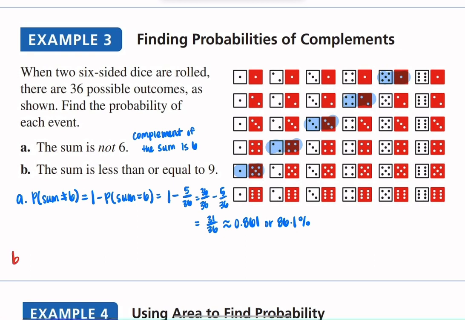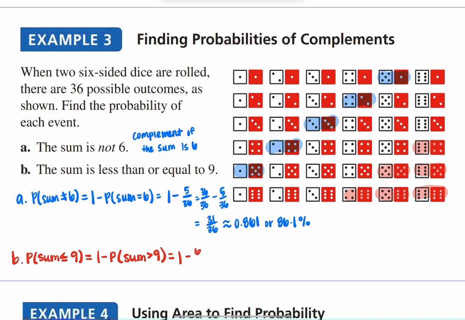Okay, part B. The probability that the sum is less than or equal to 9. That's the complement, so 1 minus the probability that the sum is greater than 9. So I'm going to find all the outcomes where the sum is greater than 9. I'll start from the bottom since those are the higher numbers. That's 12, 11, 10. We got 11, 10. And then 10. So we have 1, 2, 3, 4, 5, 6.